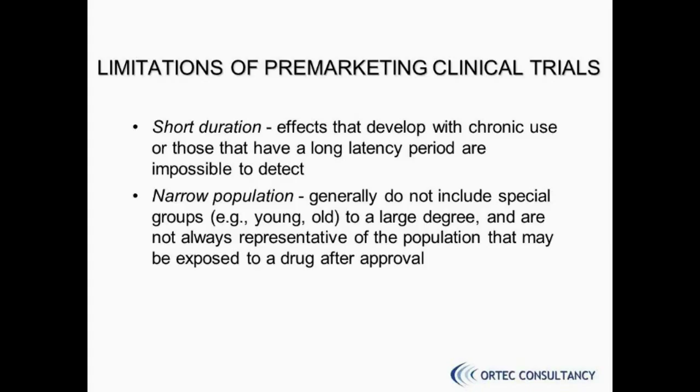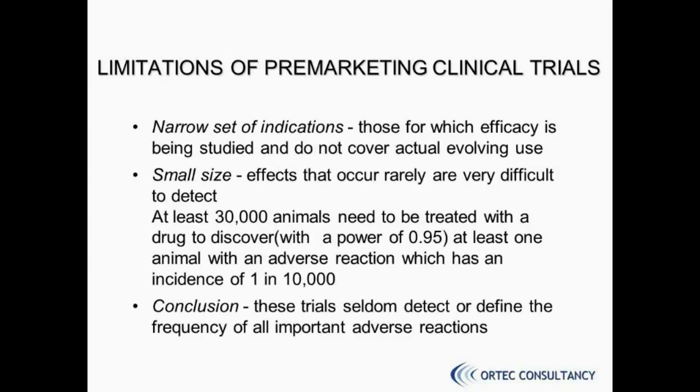So in other words, for example, if we looked at the statistics we use for clinical trials, if we wanted to detect an adverse event or adverse reaction which has an incidence of 1 in 10,000 to a power of 0.95, which is what we use in clinical trials, we need at least 30,000 animals in that study to do that. Now, as you can gather, there are very few studies that are set up with that number of animals in it. So therefore, our clinical trials seldom detect or define the frequency of all important adverse reactions or adverse events that can occur with a product.